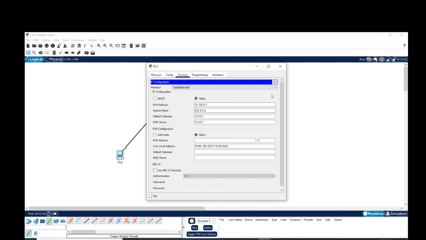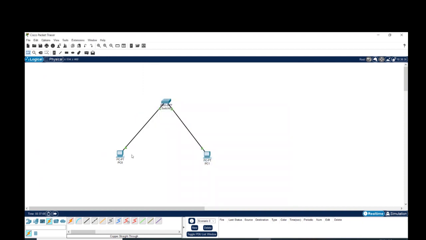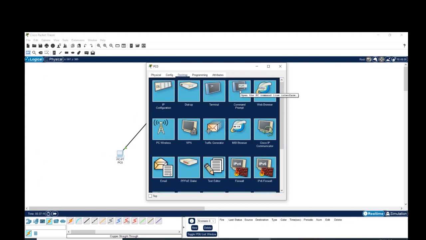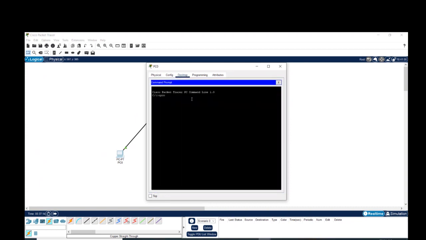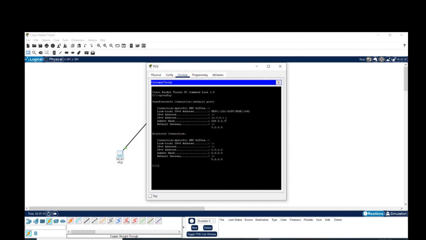They are valid. Now I'll go to PC0, command prompt, ipconfig. It is giving 10.0.0.1, and here ping, Ctrl+V, paste. Now if you check here, we are not getting any reply, because this network ID is 10 and this network ID is 11. So both are in different networks, so they are not able to communicate.